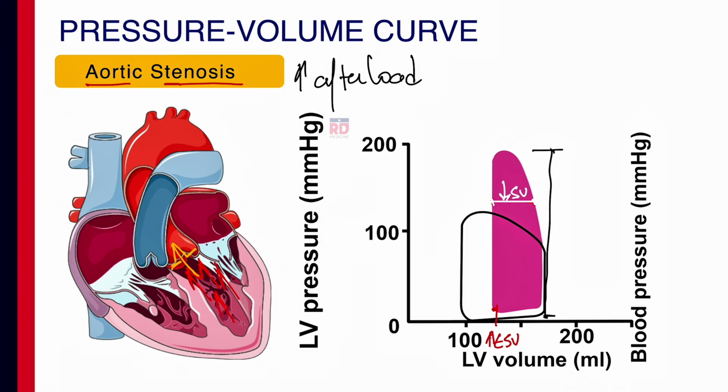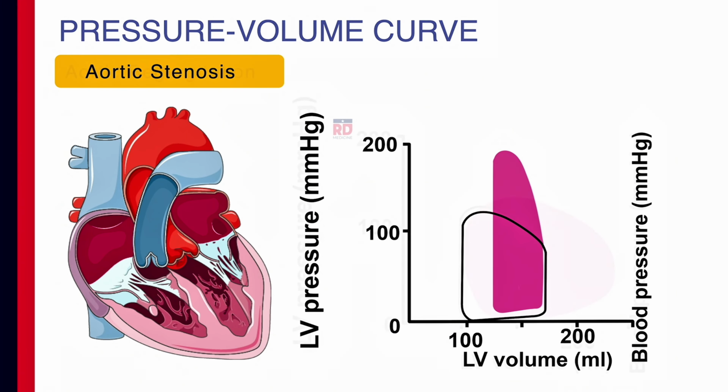So the pressure volume loop in aortic stenosis shows, bottom line, increased afterload, increased systolic pressure, increased end systolic volume, decreased stroke volume, a tall and narrow loop. That's what you're going to see. This reflects the classic physiology of a pressure overloaded left ventricle.